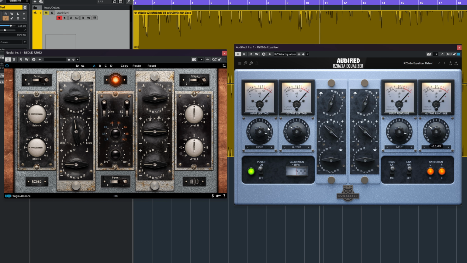In terms of sound and flexibility, the NEOLD will be the better choice. The AUDIFIED wins it with its interface.